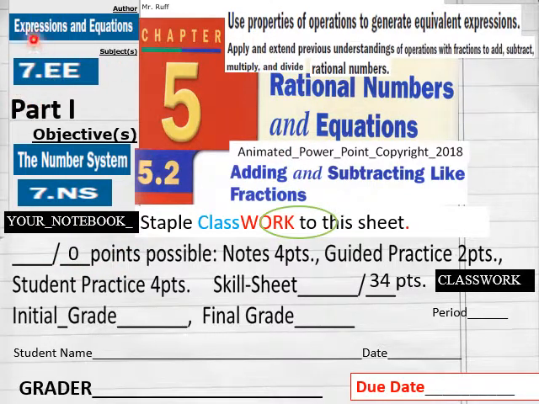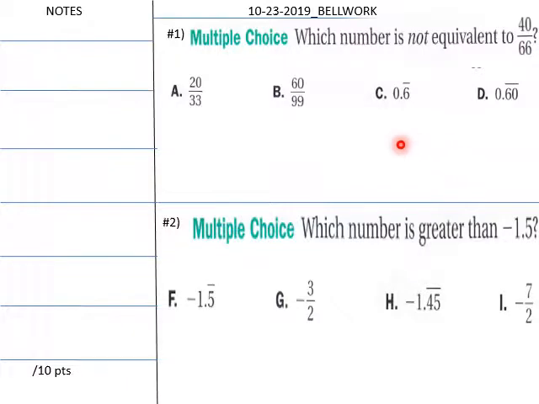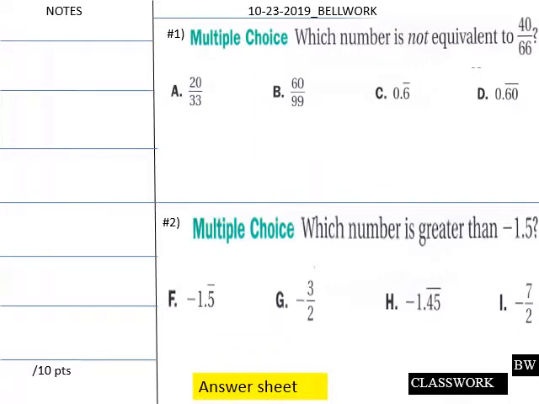Here are our standards: expressions and equations, the number system, use properties of operations to generate equivalent expressions, adding and subtracting like fractions today. Teachers, here's our bell work today. Which number is not equivalent to this? Which number is greater than negative 1.5 down here? Give your students 5 minutes.